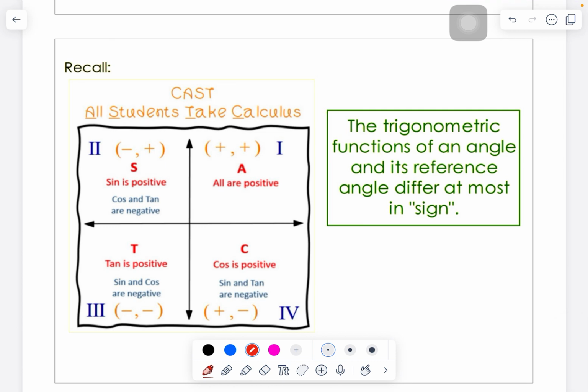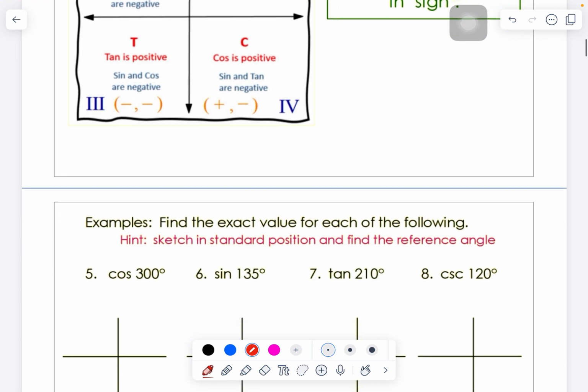Don't forget that you have All Students Take Calc, just like we talked about before. All meaning that sine, cosine, and tangent are all positive in quadrant 1. In quadrant 2, only sine is positive, the other two are negative. In quadrant 3, tangent's positive, the other two are negative. And then in quadrant 4, cosine's positive and the other ones are negative. So don't forget about your location.